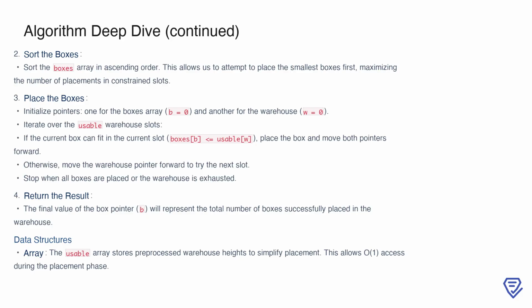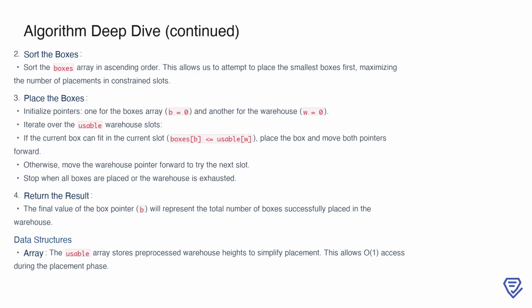Next, we sort the boxes array in ascending order. By doing this, we can focus on placing smaller boxes first, which is key to maximizing placements in constrained slots. Once pre-processing and sorting are done, we move to placing the boxes.